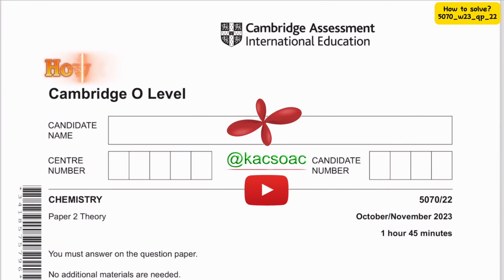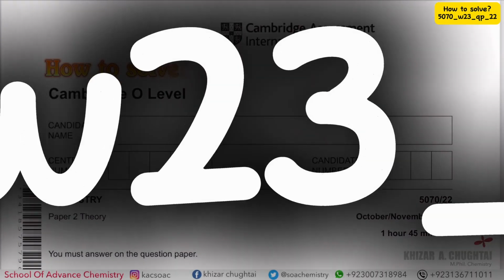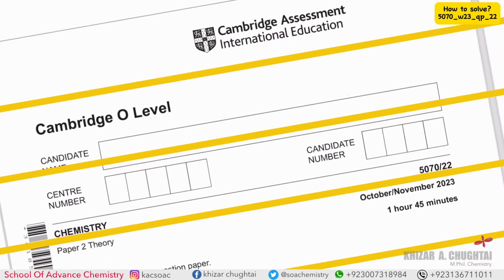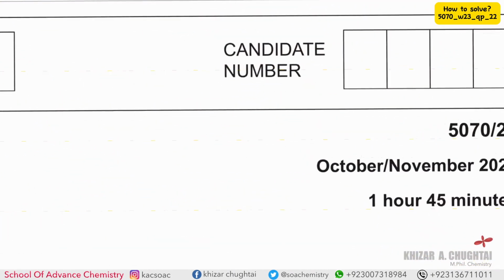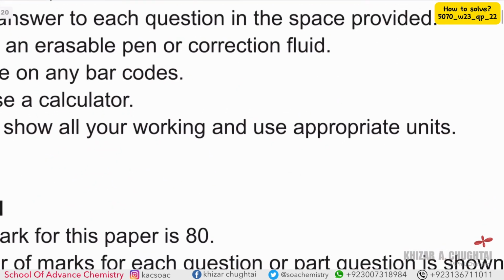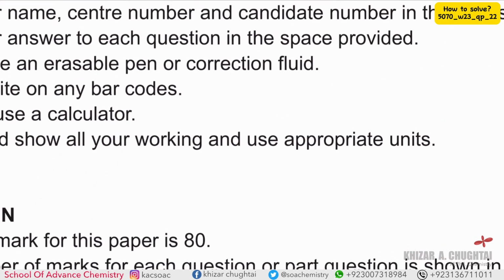I'm going to explain Cambridge O-Level Chemistry Paper 2 Theory 2 variant October-November 2023. Let's get started. This paper has a 1 hour 45 minute duration and it is an 80 marks paper.